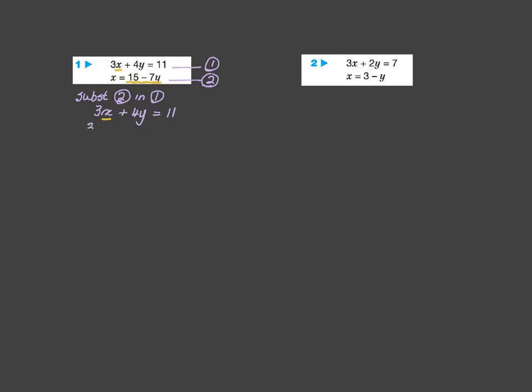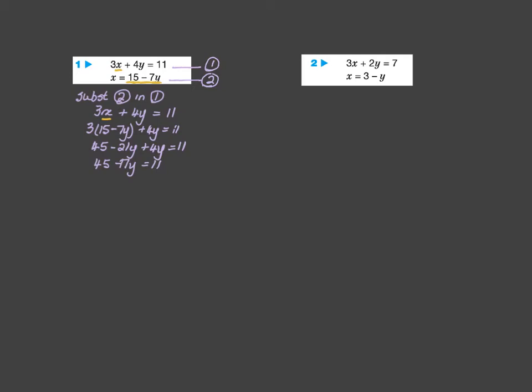So it's 3, and then remember your bracket, 15 minus 7y, so that you land up multiplying both of those by 3, plus 4y is equal to 11. That gives me on the left 45 minus 21y plus 4y is equal to 11. So adding like terms on the left, I have 45 minus 17y is equal to 11.